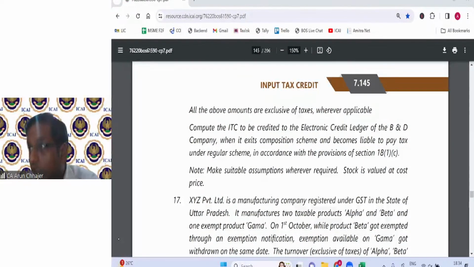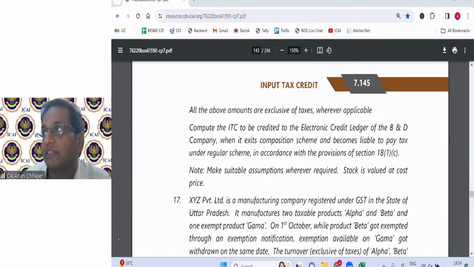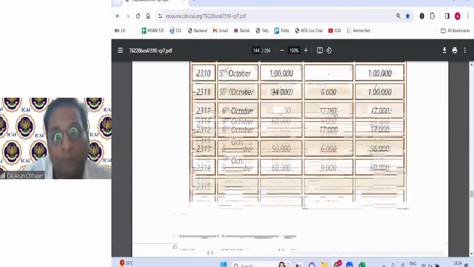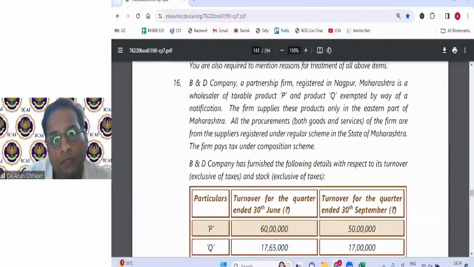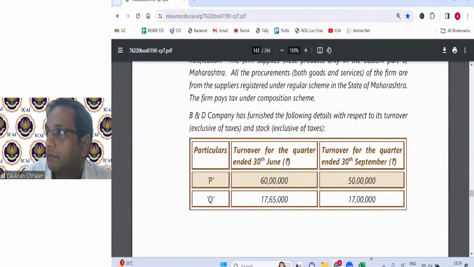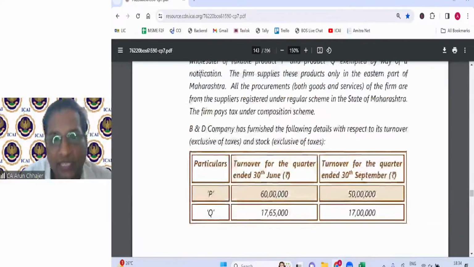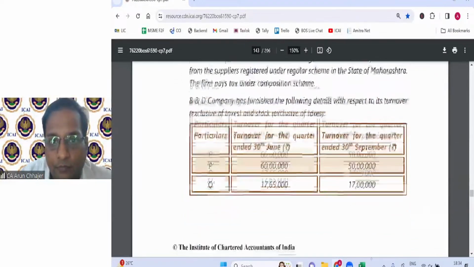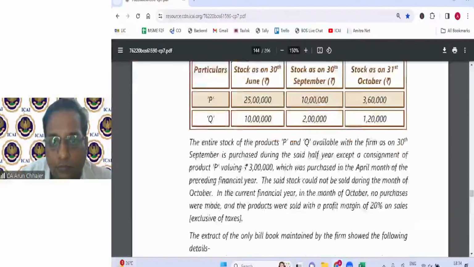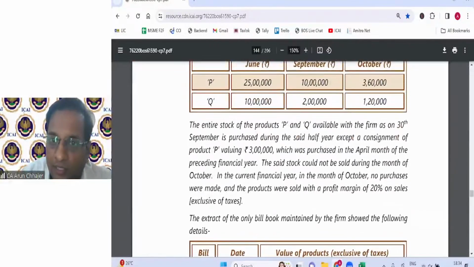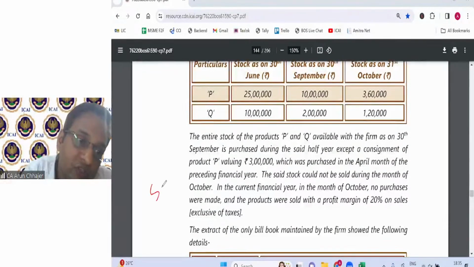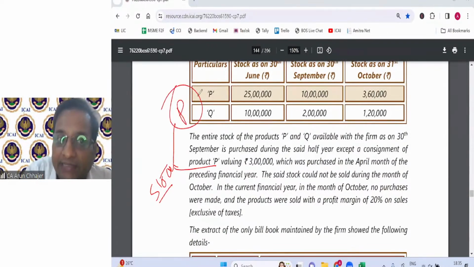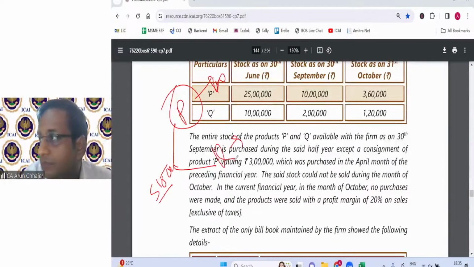Absolutely correct. ठीक, perfect answer. So we need to see what is the stock. See how to approach this. Here they have not given entire detail. They have only given the stock. In case of stock, P is the taxable item and Q is the exempted item.